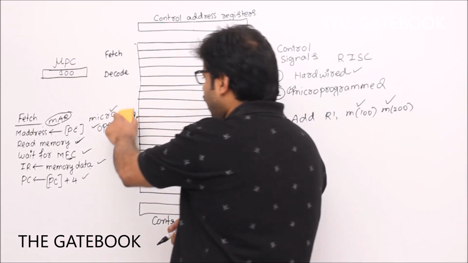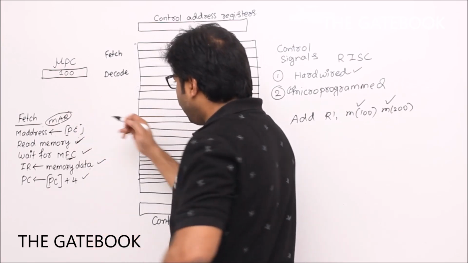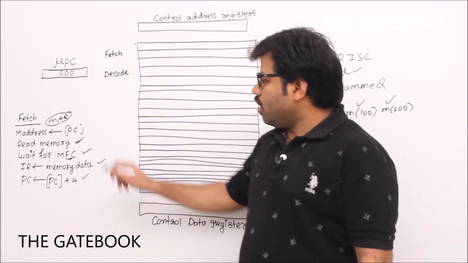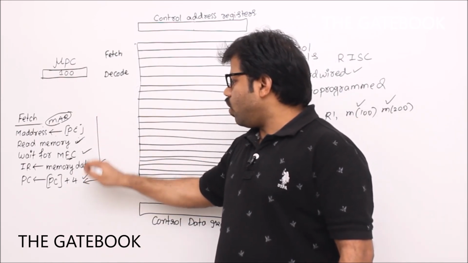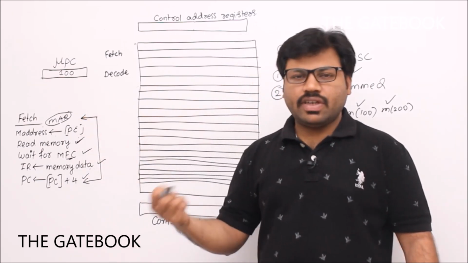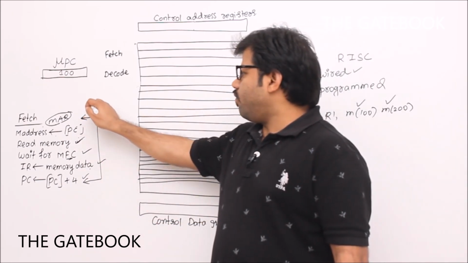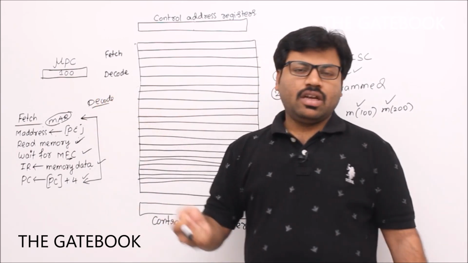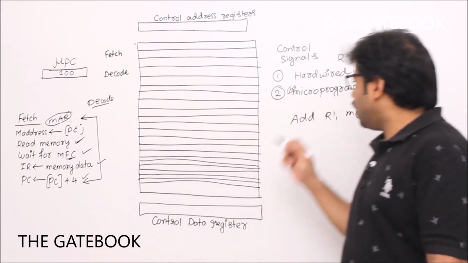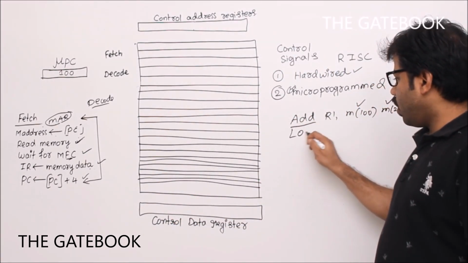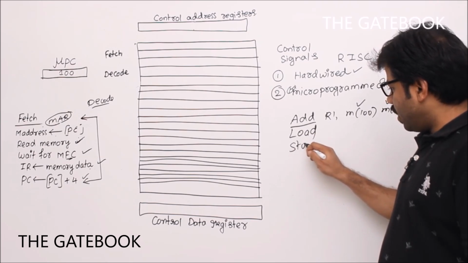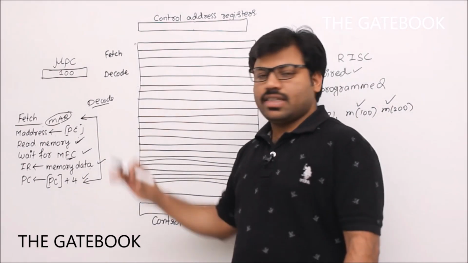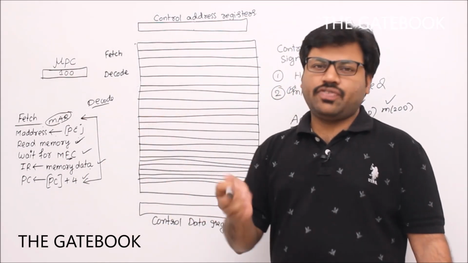So don't go into the details of micro operations. These micro operations all together will form one instruction. For any instruction, the set of micro operations for fetch is the same. Similarly, decoding is typically the same, but the remaining parts will vary. It depends on the instruction. For add it will be different, for load it will be different, for store it will be different.